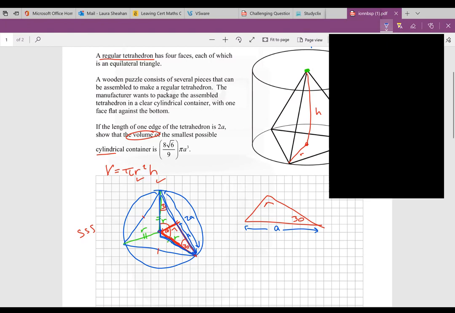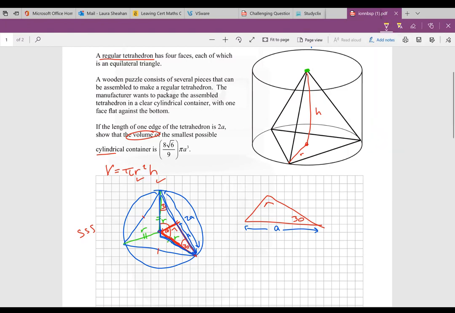Going back to my pen. Okay, I'll go for a yellow. From here to here is the radius. Sorry, I've got this labeled slightly wrong here myself.